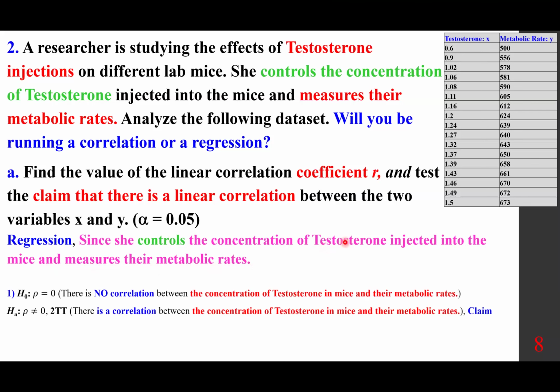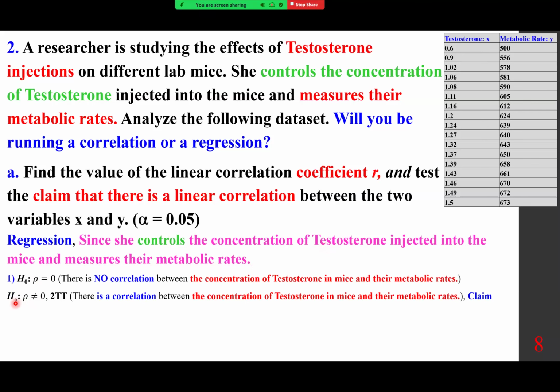So H0: rho equals 0, HA or H1: rho is not equal to 0. It's a two-tailed test. Now, what is rho equal to 0? There is no correlation between the two variables, meaning between the concentration of testosterone in mice and their metabolic rates.